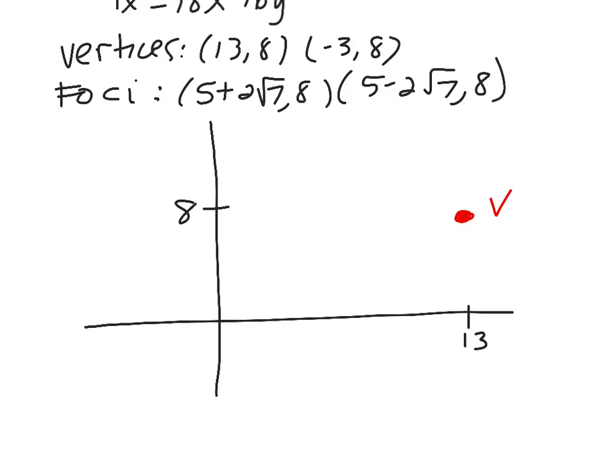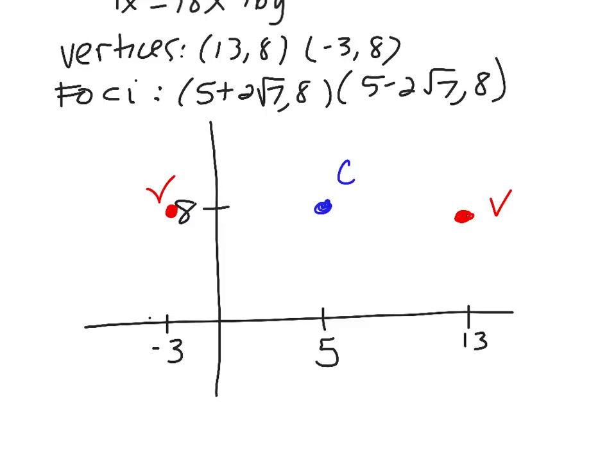And I have here negative 3, 8. Okay, so that means my center has to be right in the middle. So from negative 3 to 13, that's 16 units. Half of 16 would be 8 units. So from 13 down 8 units, so 13 minus 8 would be 5. Okay, so then this would be my center right here.